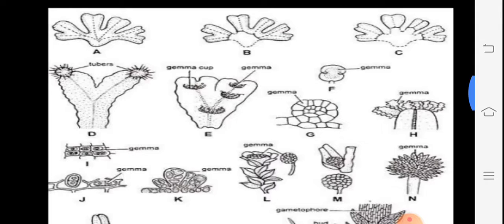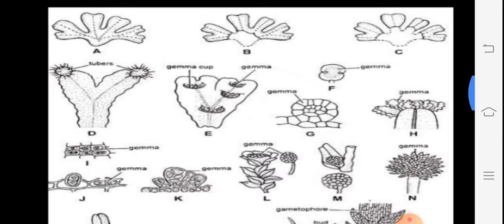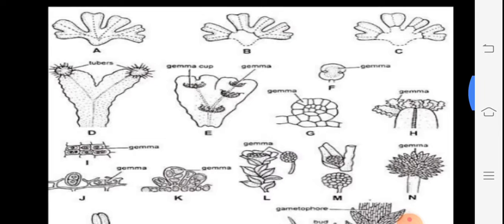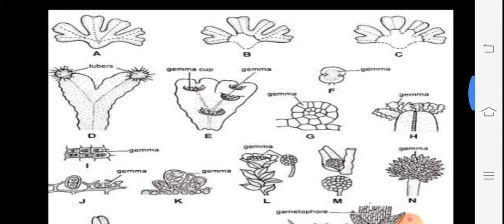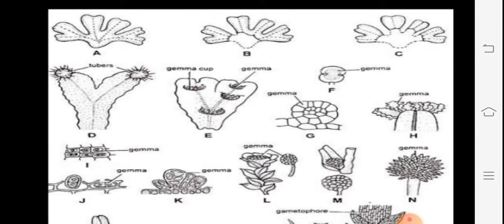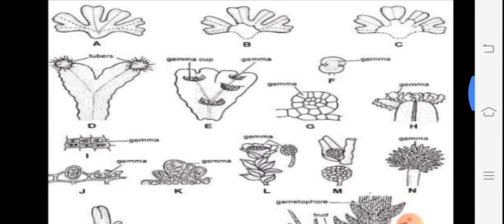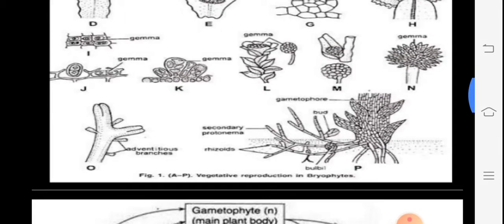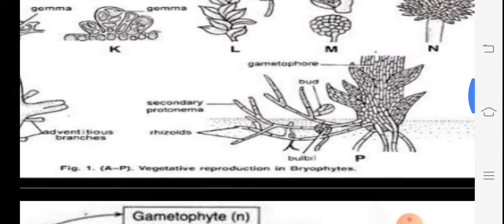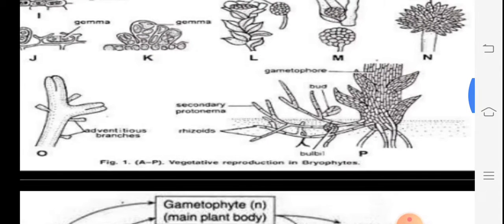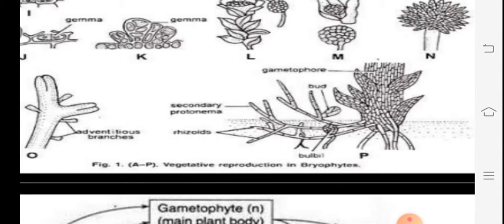So we know the tubers, then gemma cups developing gemmae, or the formation of these gemmae. They show different forms. Suppose Marchantia or Lunularia, these are different. They have rhizoidal cells and develop the new thallus. In some cases, they are in groups at the top. Then in vegetative reproduction, we know there are adventitious buds, in the gametophore, or adventitious branches.